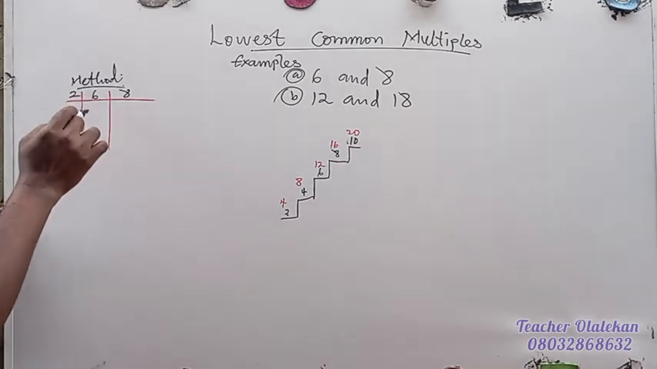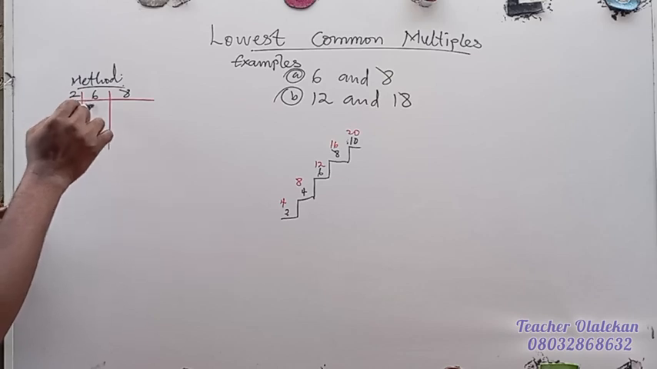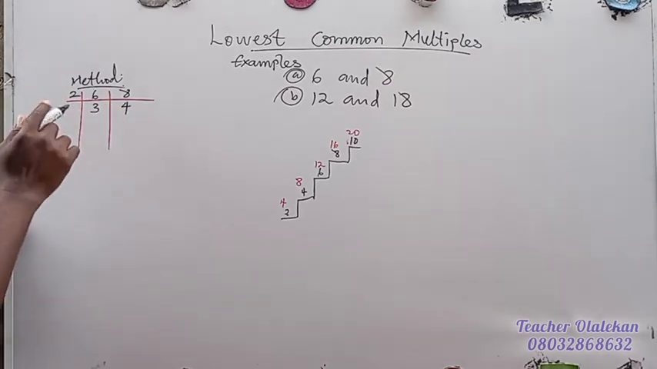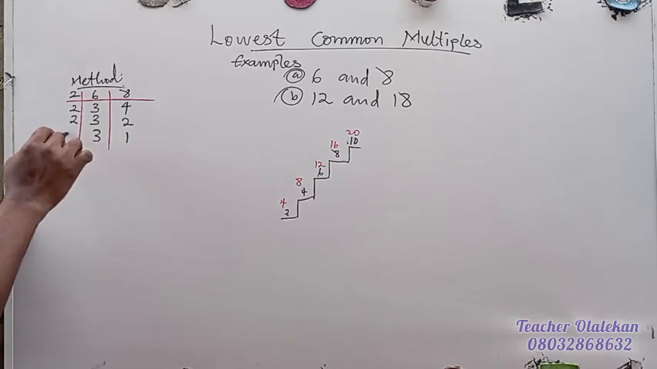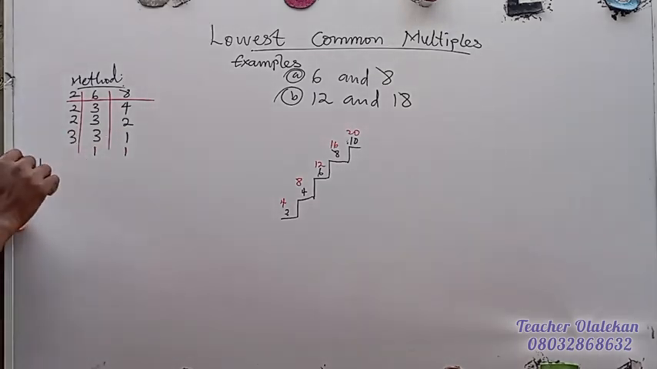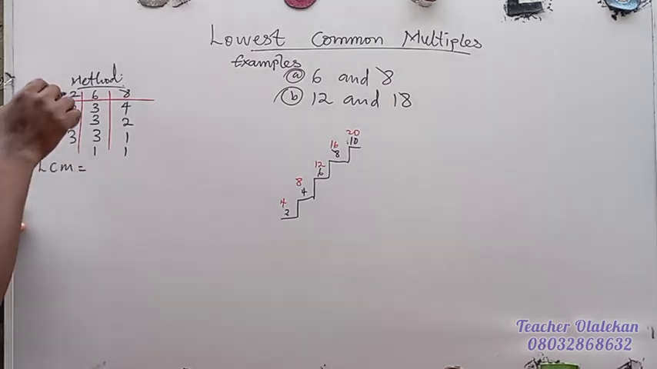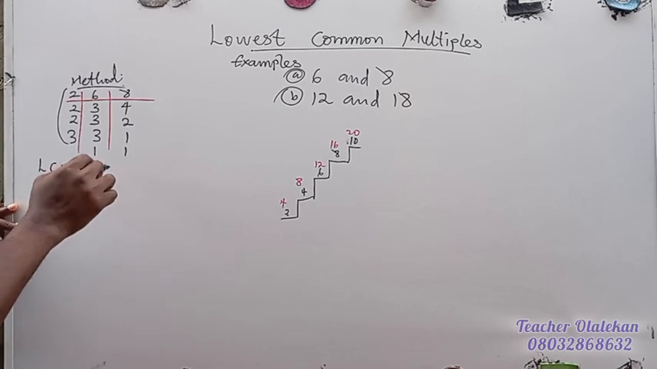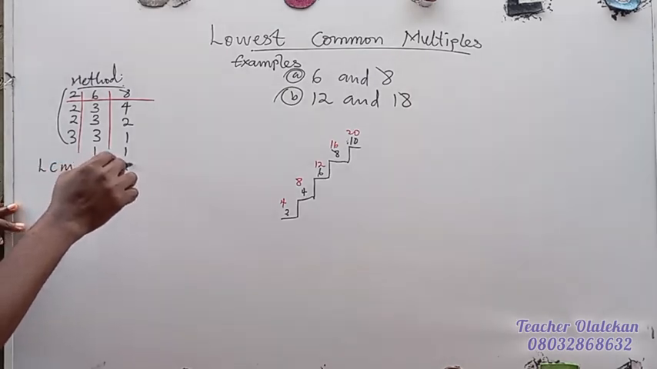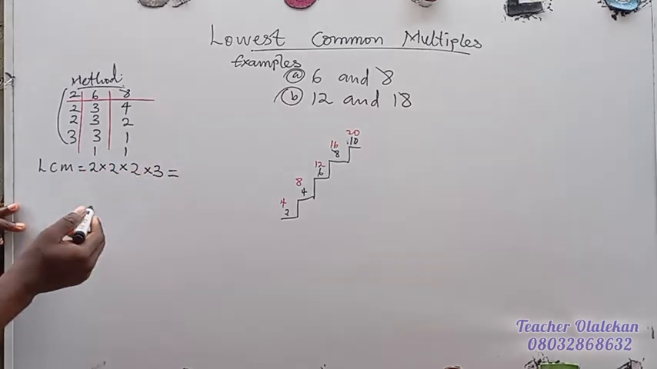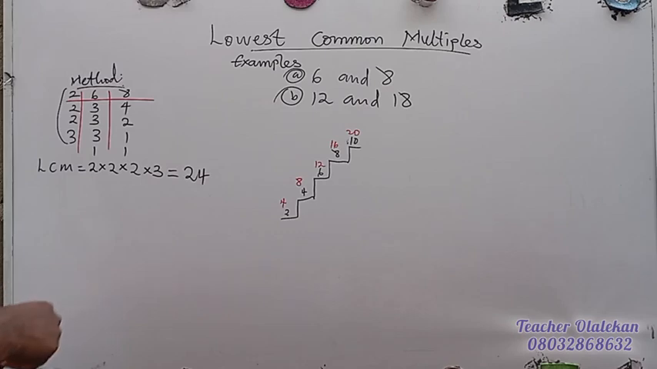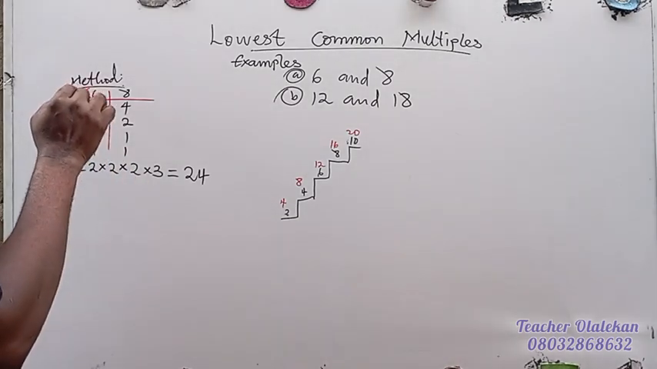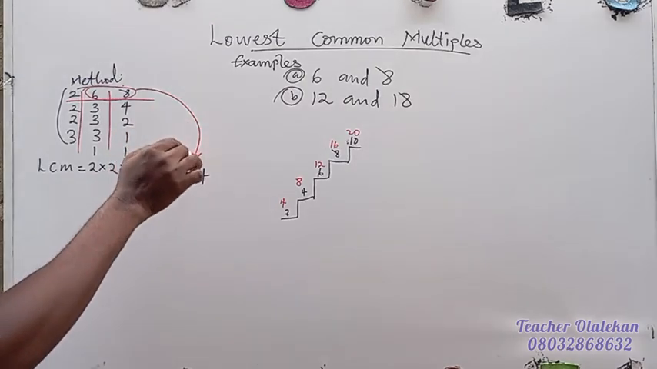So 2 goes in 6 3 times, in 8 4 times. 2 goes again, so you continue to use the lowest prime number until it stops going. So 2 and 2, 3, 1, 3, 1, 1. Meaning that the LCM will be equal to the multiples of the figures we have here: 2 times 2 times 2 times 3. So that becomes 24. So the LCM of 6 and 8 is equal to 24.